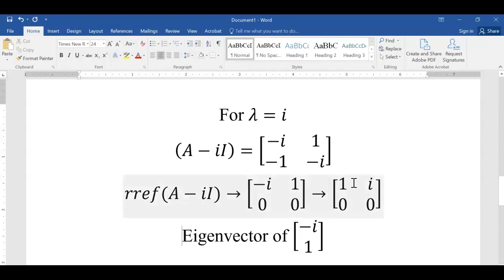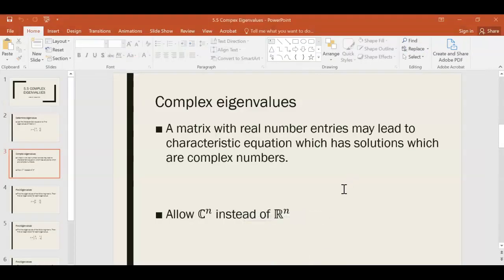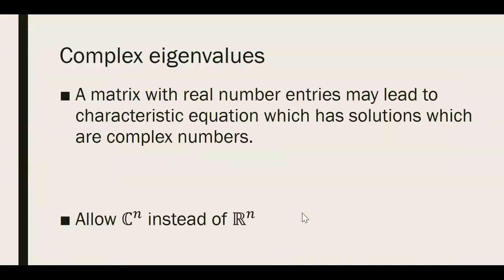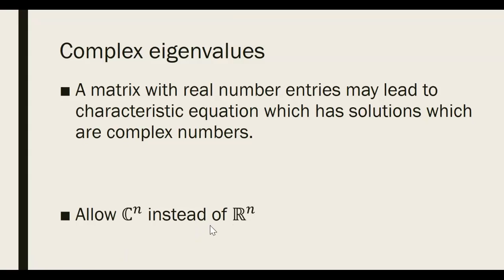You can do the same thing with a negative I. You could row reduce by hand. Turns out the eigenvector I believe you get for that is I, 1, so positive I, 1 when you go with negative I. So all of that is just to say that yes, we can get complex eigenvalues, and yes, when I do that, my eigenvectors can also come out to be complex. And by complex, I mean having complex entries.